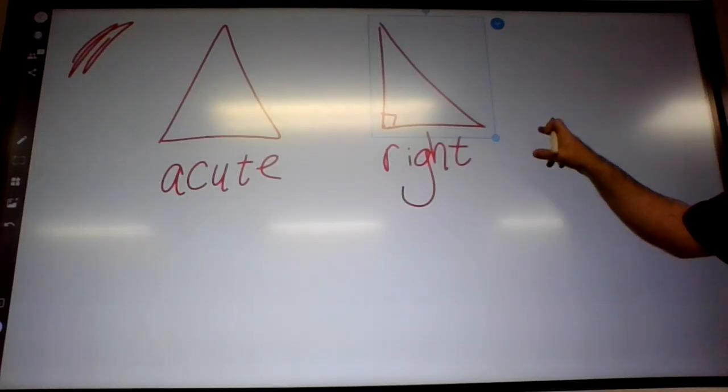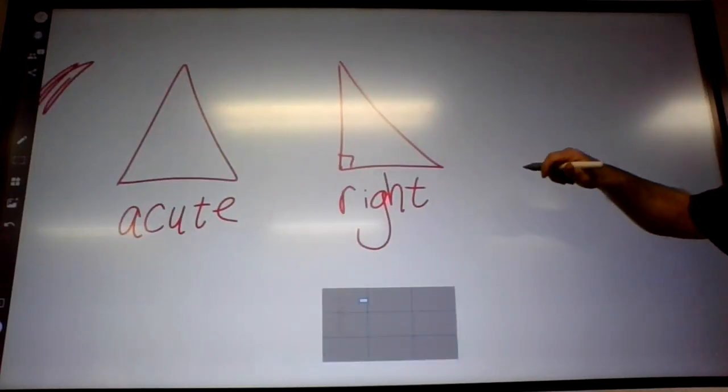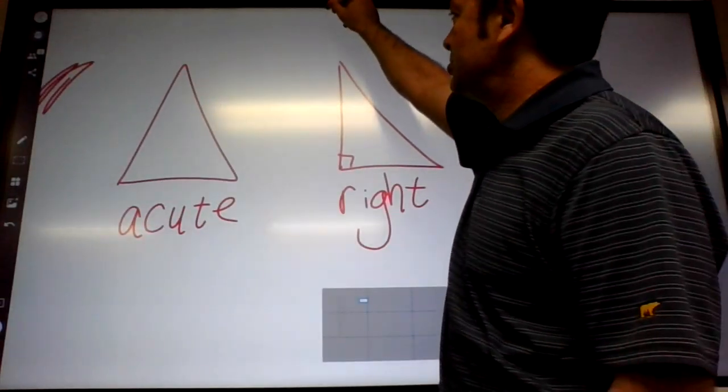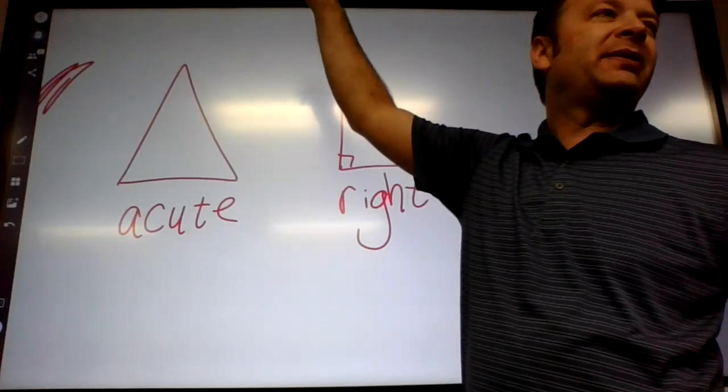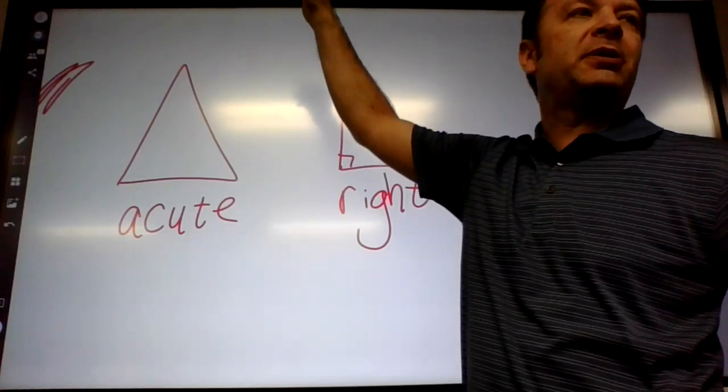Okay, is it possible for a triangle to have two right angles? Shh. Shh, guys, pay attention. No. Hank, James, pay attention.